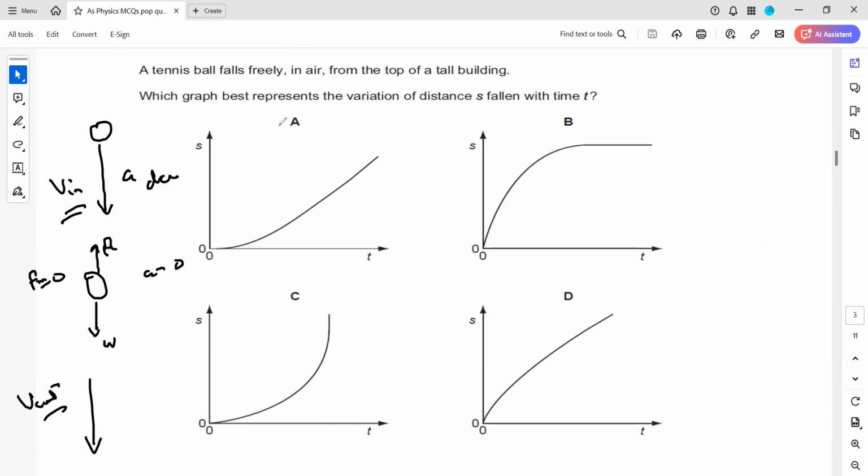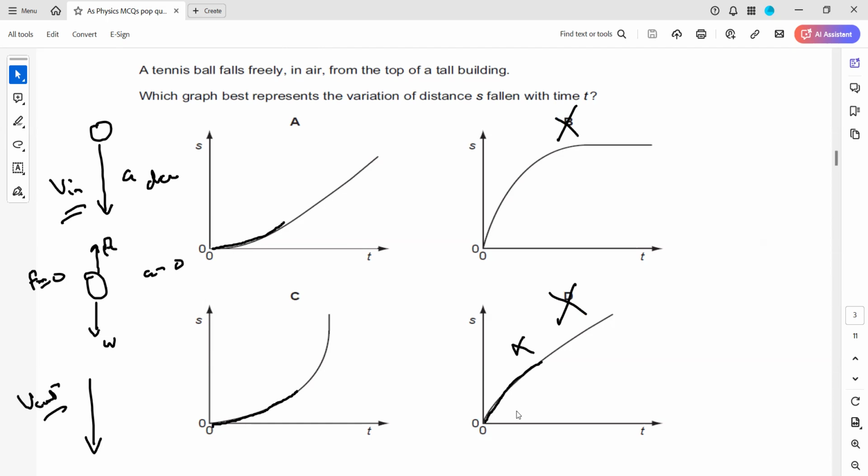So when we check, for A, the speed is increasing in the first part. For C, the speed is increasing as well. Why is D wrong? Because the slope is decreasing, it means the speed is decreasing. Why is B wrong? Because the slope is decreasing, it means the speed is also decreasing. So either A or D can be the answer.